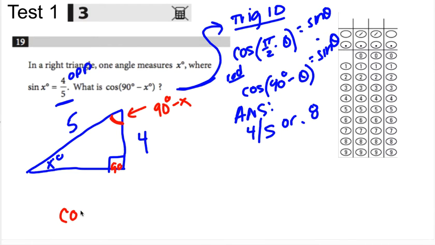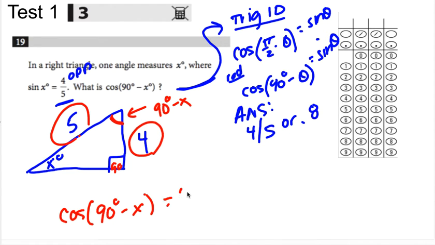So I was asked for the cosine of 90 minus x. Well, that would be the side adjacent over the hypotenuse, and it would be 4 over 5. So either way, you can do it by drawing or with knowledge of a trig identity, but your answer is either 4 over 5 or 0.8. If you do 4 over 5, it doesn't matter where you put it. You can put it here, or you could put it at the start. So here's 4 over 5.